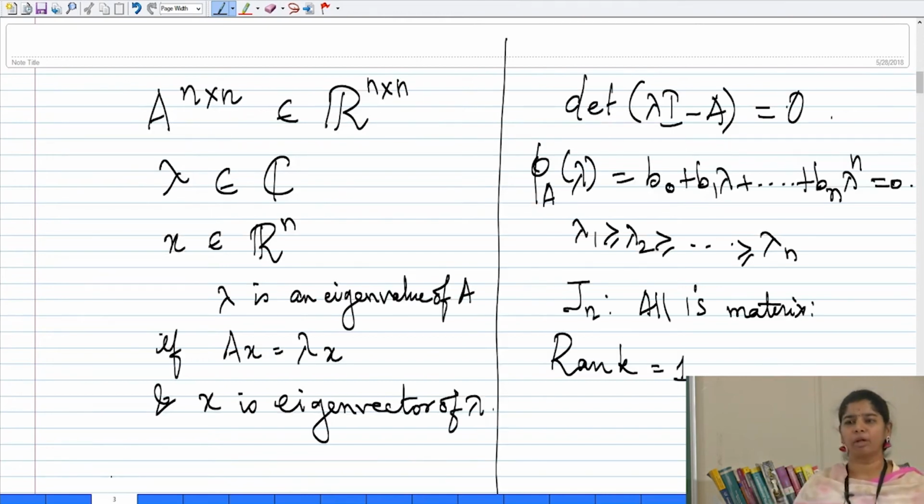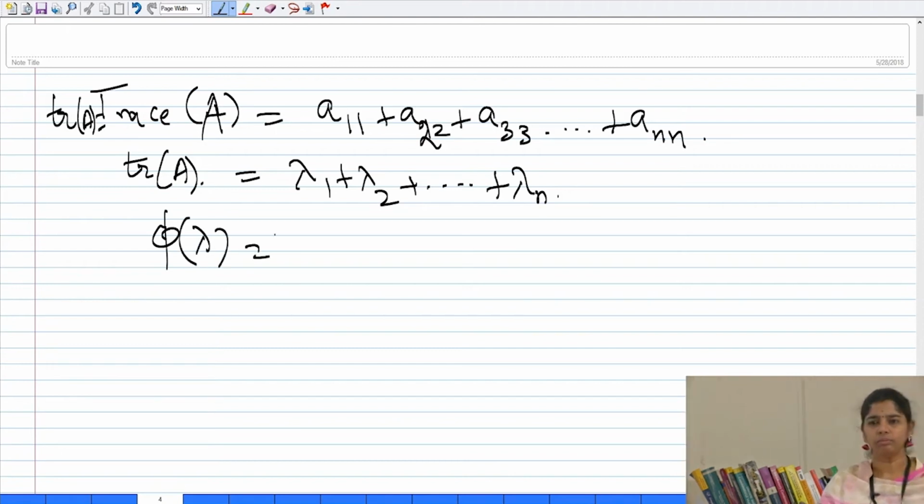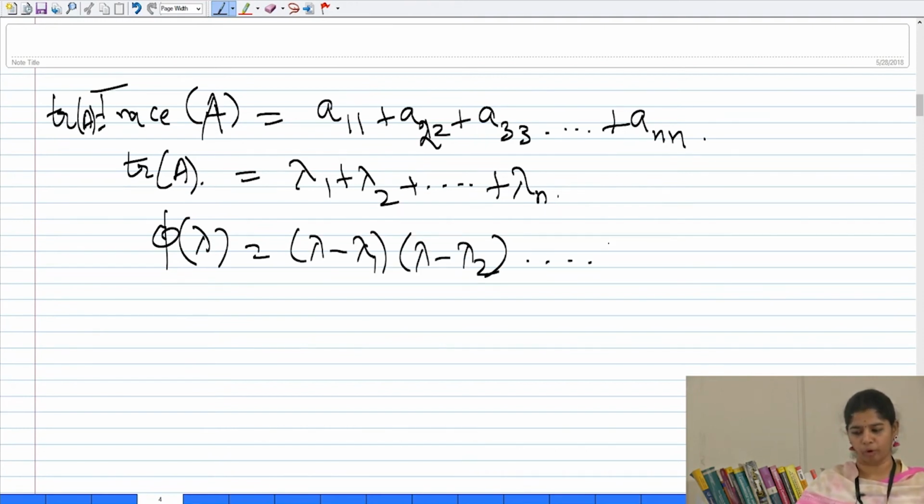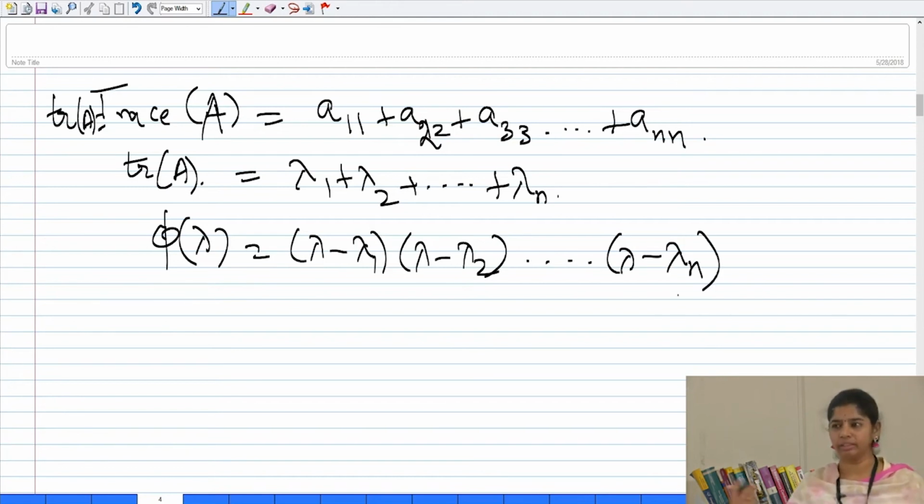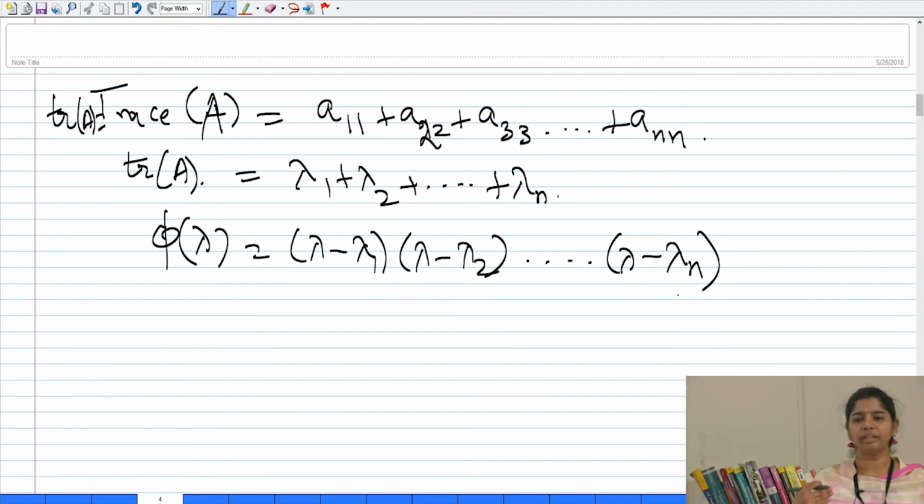So, I can write this polynomial phi of lambda in factor form. Say there are n eigenvalues, we have already seen that part. Suppose I write it as lambda minus lambda 1, lambda minus lambda 2 and so on, the product of all these factors, this is a possibility. Once you know these are the roots, then you can write them as factors in this form. From here, if you see the coefficients of each of the powers of lambda, what does that give you?